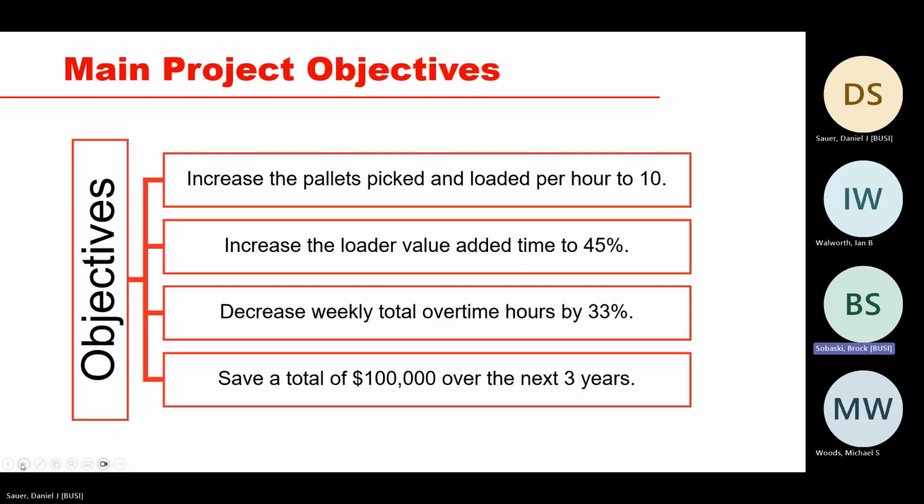And so the main project objectives that we set were to increase the pallets picked and loaded per hour to around 10, increase the loader value added time to 45%, decrease the weekly overtime hours by 33%, and save a total of $100,000 over the next 3 years.